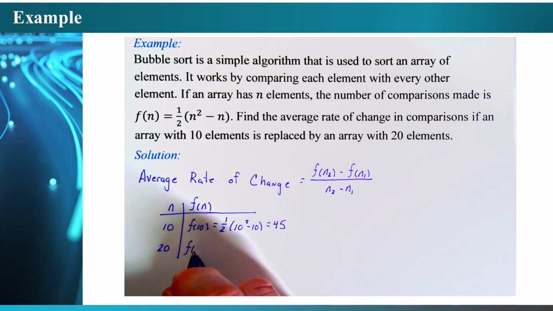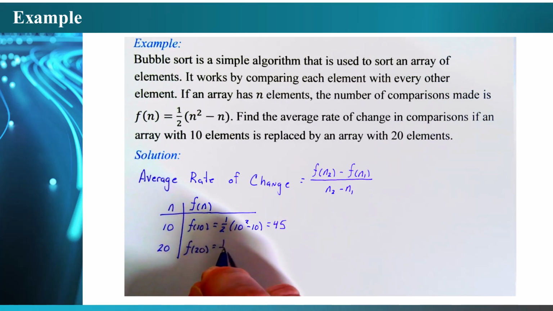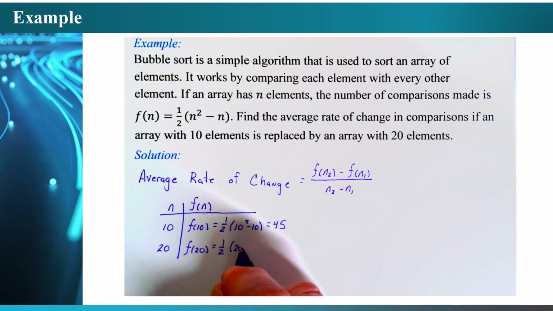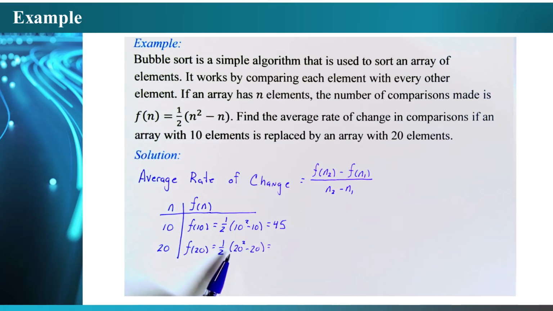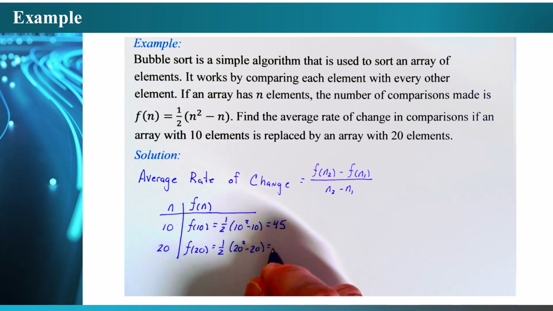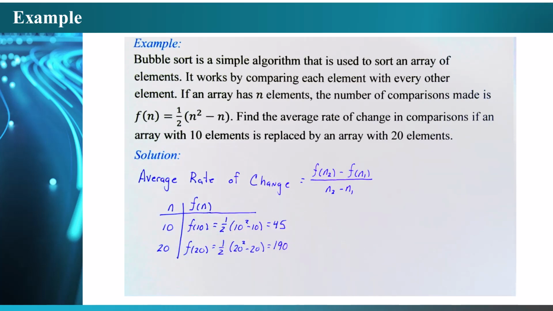And f of 20 would be 1/2 20 squared minus 20. I'm just putting the 20 in place of n up here. So that's 400 minus 20 gives me 380. Divided by 2, that would give me 190. And so I have my two n values and I have my two y values that go along with that.